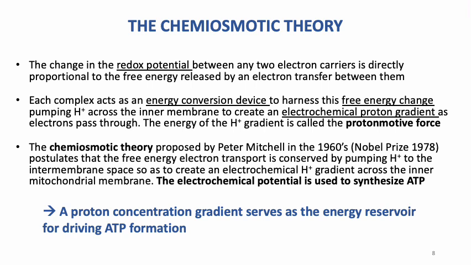How ATP is formed was explained by a scientist called Mitchell in a theory called the chemiosmotic theory, for which he got the Nobel Prize in the year 1978. That theory postulates that the free energy in the electron transport is conserved by pumping protons to the intermembrane space to create a gradient. And this gradient will later be used for the production of ATP, as you will see in the coming slides.